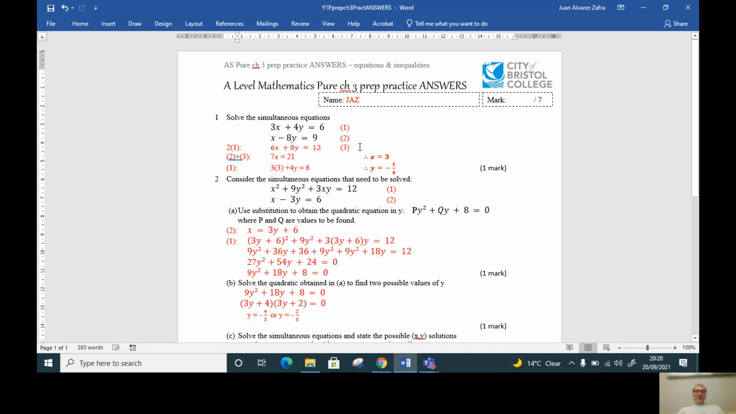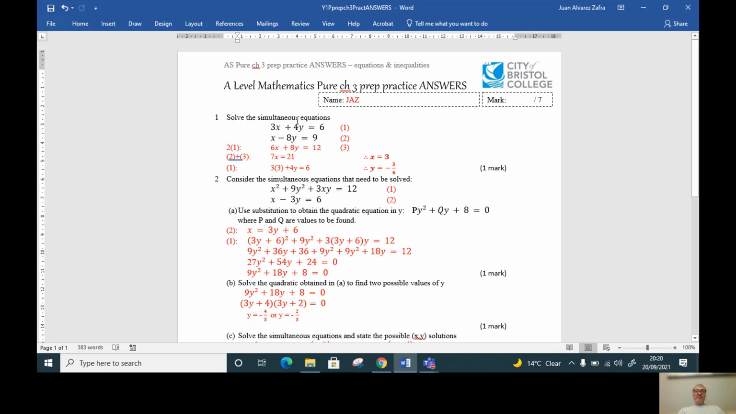Now there are several ways to solve simultaneous equations, and the way I'm solving these, because they're linear, is to simply take a multiple of one equation and a multiple of another equation and then add or subtract them according to whether the coefficients are the same and the same sign or the same and different signs. So here I'm going to take twice equation 1 to get 6x plus 8y equals 12.